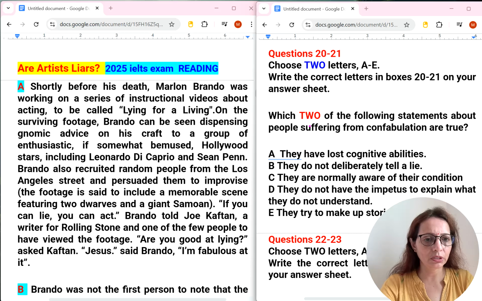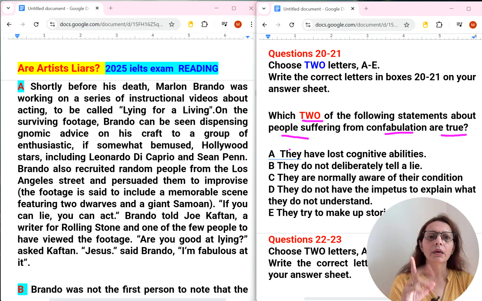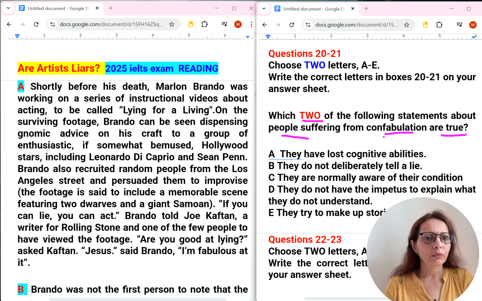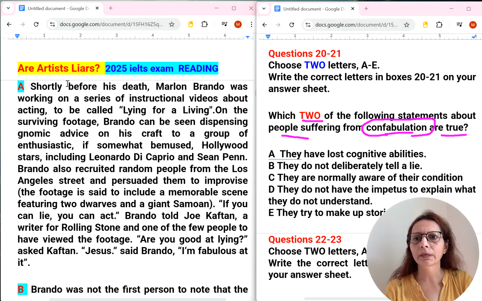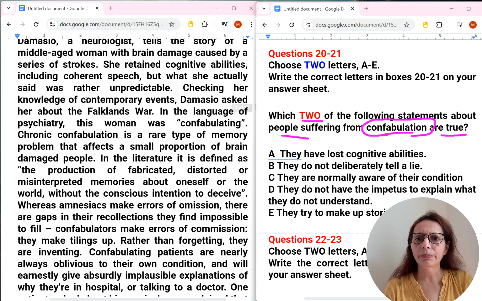Let's read the question statement first. Which two of the following statements, two means we know it, options are two, we have to select, of the following statements about people suffering from confabulation are true. Okay, the confabulation word, this explanation was given in C number paragraph, the bigger paragraph. So we have to select two options. Let's do it. C number paragraph.